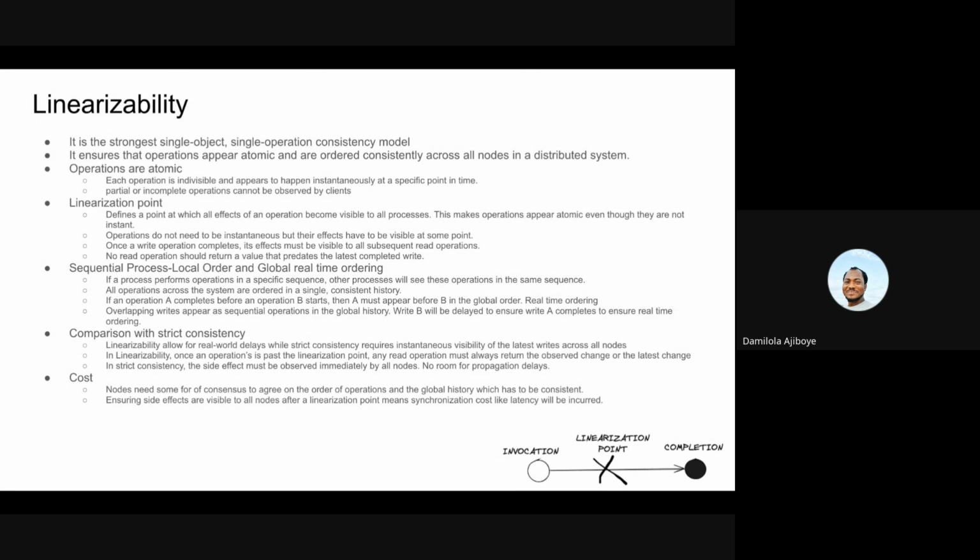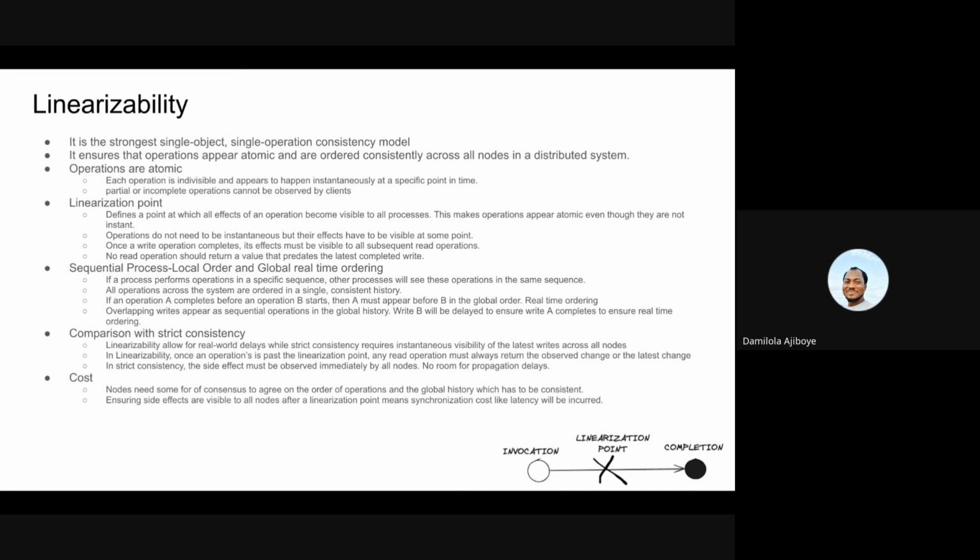But global real-time ordering is now taking it to, I'll call it, inter-process operation. So it's across operations, across all processes. We want to make sure that if an operation in process one happened before an operation in process two, that order is preserved. So global ordering should also be preserved. These are two forms of order that need to be preserved in linearizability.